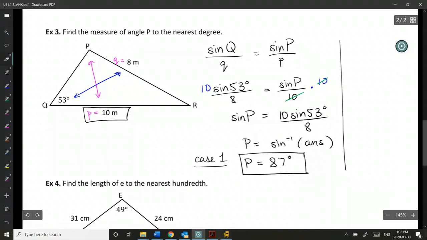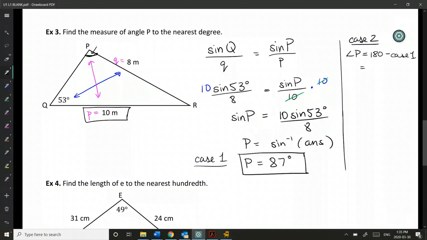And this is mostly if we're not given a diagram. So if we're not given a diagram and we don't know whether this is acute or obtuse, we would have to consider a case 2. And that case 2 would be essentially to find the other option for angle P, you do 180 minus case 1. And this allows us to consider both potential options. This is the only time where we would consider that there might be another case for angle P.